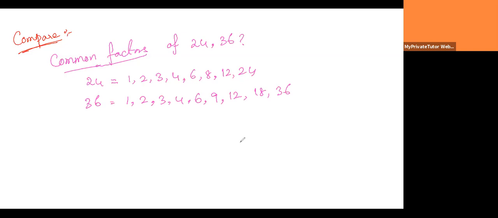So these are the factors of 24 and 36. What do you mean by common factors? Which is common in both the numbers, right? So 1, we have a common as 1. So what are the common factors?